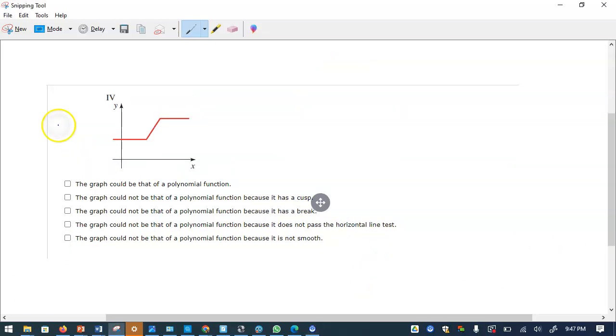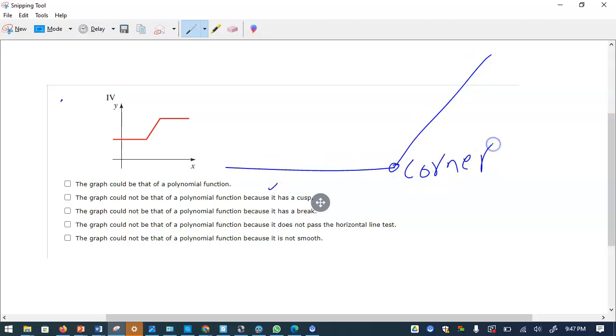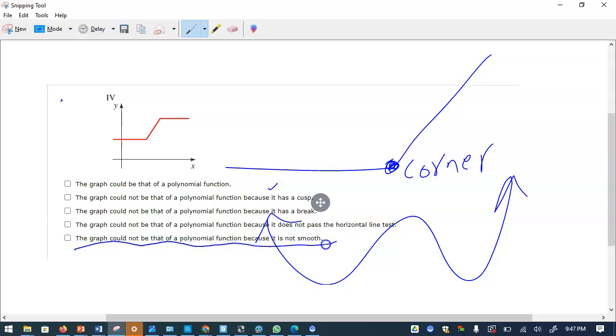And this is the fourth question they're asking. By just looking, can you see this graph goes like that? This is a corner, so this you cannot have. Our polynomials never have a corner like this. Polynomials always go this way, a smooth curve. So this is not a polynomial. The graph could not be that of a polynomial because it is not smooth.